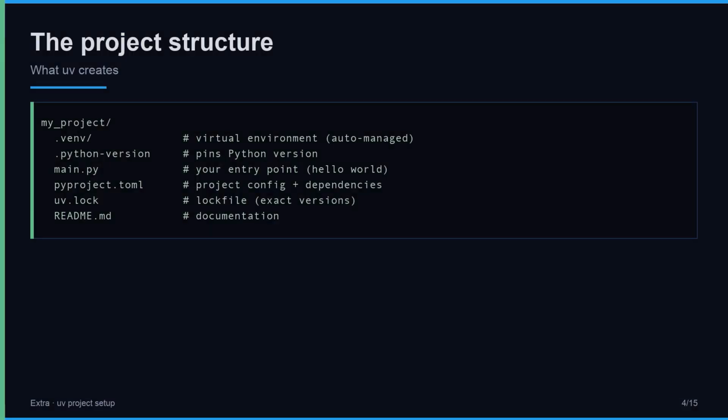Here is the directory structure UV creates. The .venv folder holds the virtual environment, your isolated Python with installed packages. You rarely touch it directly. The .python-version file pins which Python version this project uses. main.py is a simple hello world script, your starting point. pyproject.toml is the heart of the project. It holds the project name, dependencies, and configuration. uv.lock is the lock file. It records the exact version of every package, so anyone can reproduce your environment exactly. And README.md is for documentation.